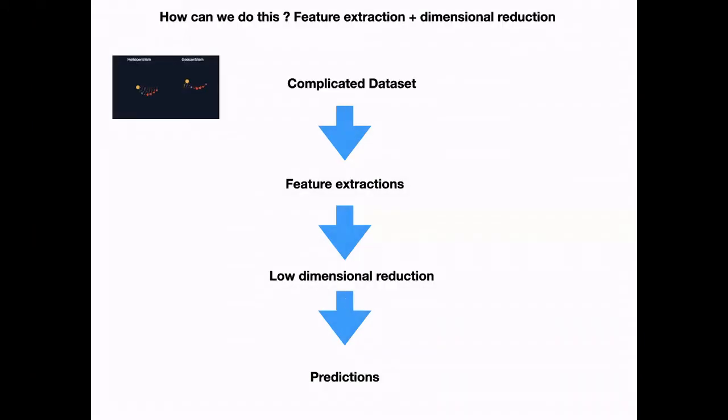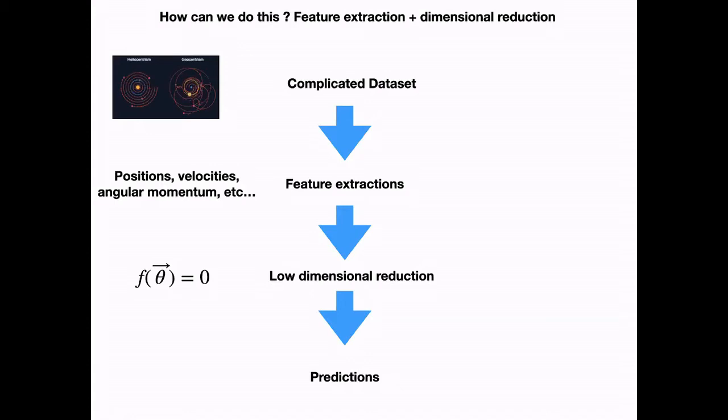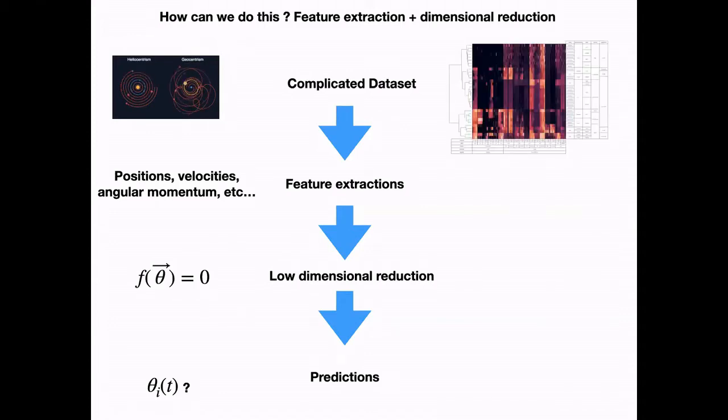So you have a complicated data set, and the first thing is: what are the right variables? That's complicated. It's easy in physics. We know that position, velocity, and angular momentum are the right variables. But for a biological problem, you might not know what the right variables are. Once you have the right variables, you write a simple equation on those variables, and from the simple equation you can make predictions, say of the angle as a function of time. So that's one thing to do. Now in our case, what we have is a complete data set.